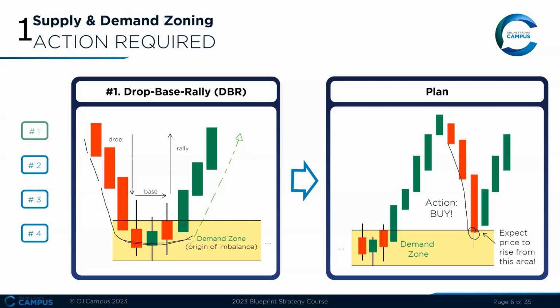So by just looking at price, we have no way of knowing that there is going to be a rally out of this origin, out of this basing state. We have no way of knowing that there's going to be a rally. But after the fact that there is a rally, we can say, well, now there's a demand zone, there's an origin of imbalance. And if price comes back into this origin of imbalance, what we want to do is we want to buy.